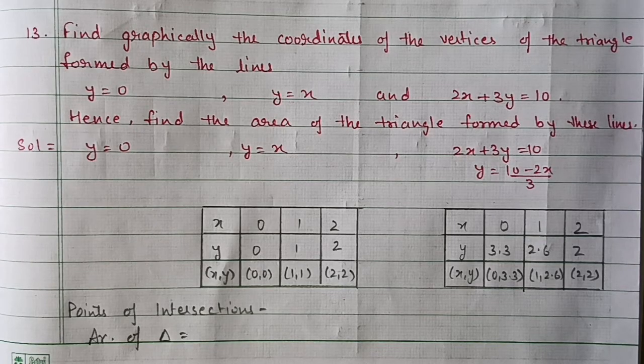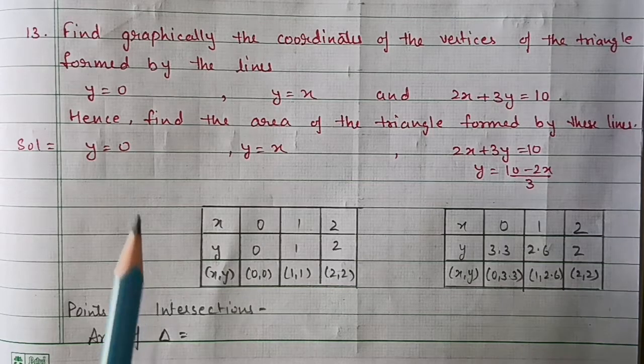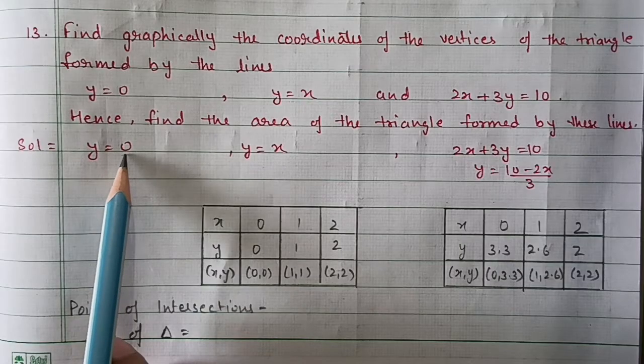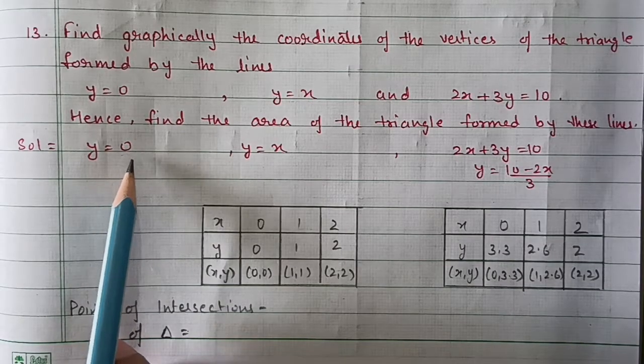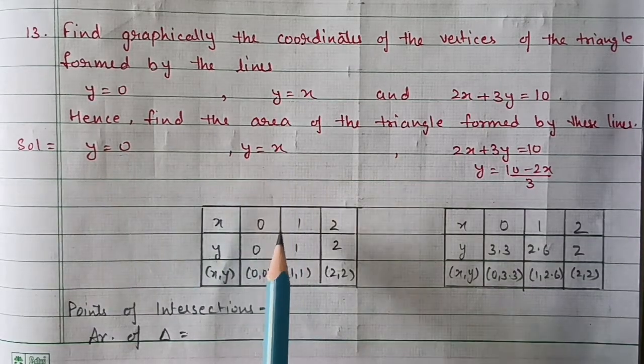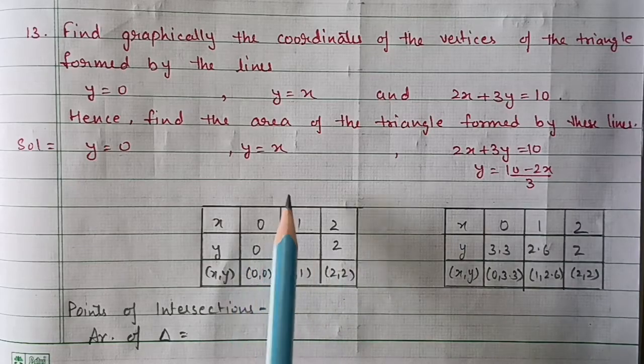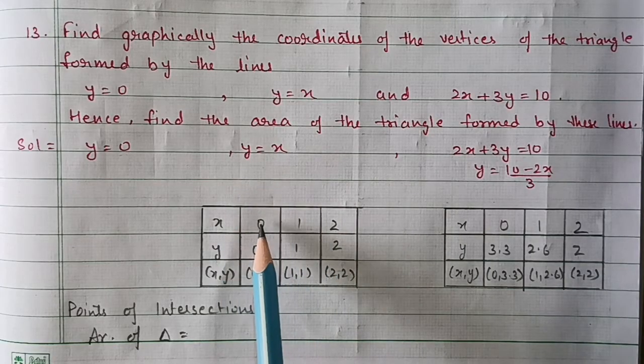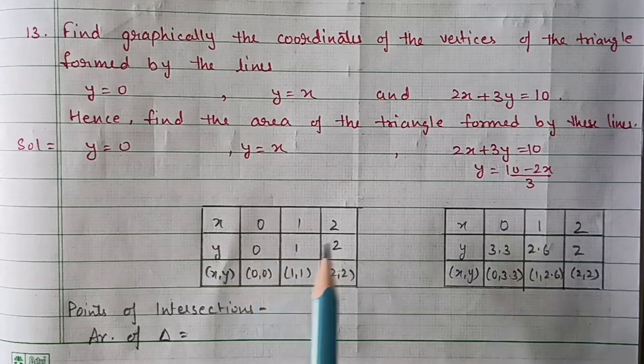Next we have question number 13. Find graphically the coordinate of the vertices of the triangle formed by the line y equal to 0, y is equal to x and 2x plus 3y equal to 10. So y equal to 0 means x-axis. So this first line is x-axis only. Y equal to x, for these 3 plotting points we have taken. So x and y are equal. So whatever x value, same value we will get for y.